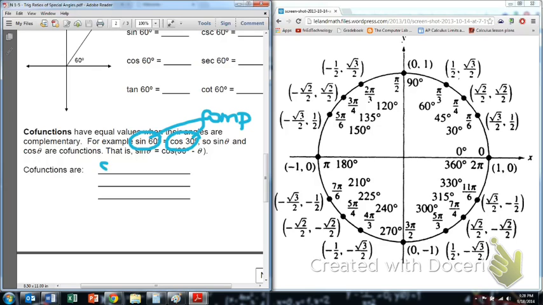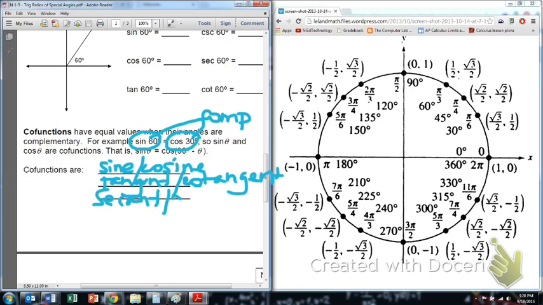So the cofunctions are sine and cosine, tangent and cotangent. That means the tangent of 60 and the cotangent of 30 are the same. And secant and cosecant. That's where the word co comes from. These are the cofunctions.